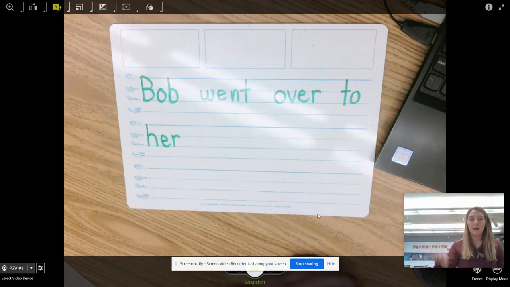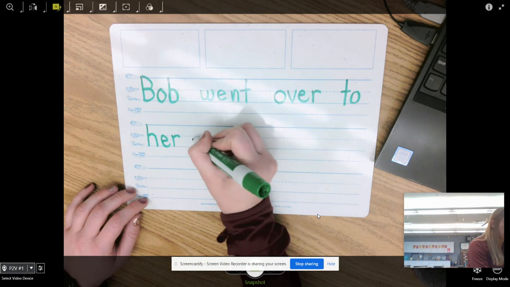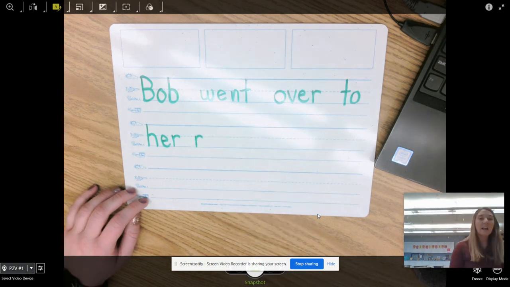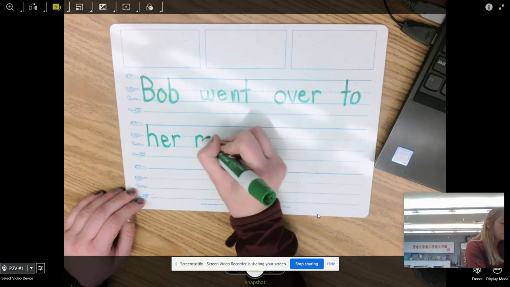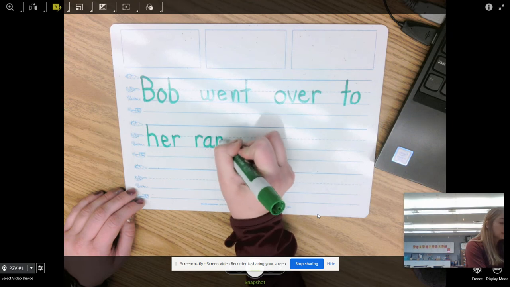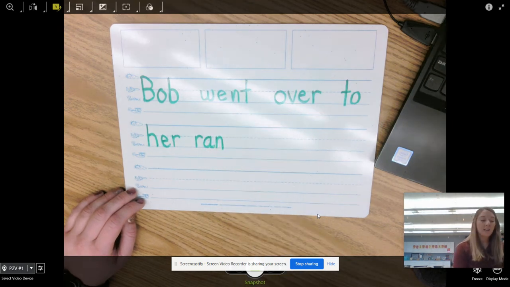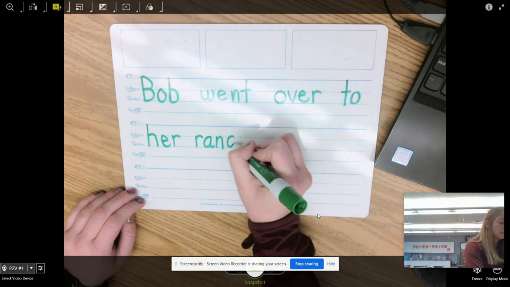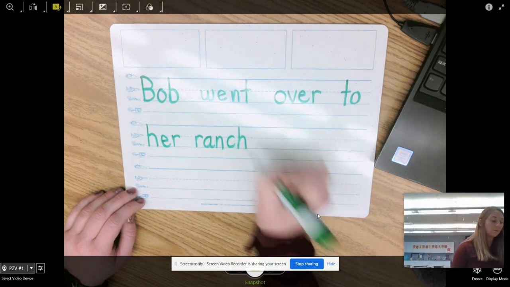I'm going to tap this out with you. And ranch. It's going to have more than 3 letters, but it's only getting 3 taps. And ranch. So that first sound I hear is r. Then I hear an. That's going to be a welded sound. And ch. The digraph ch says ch.